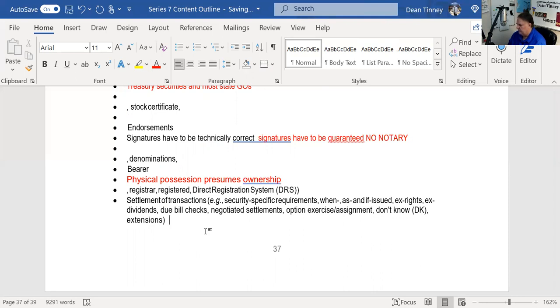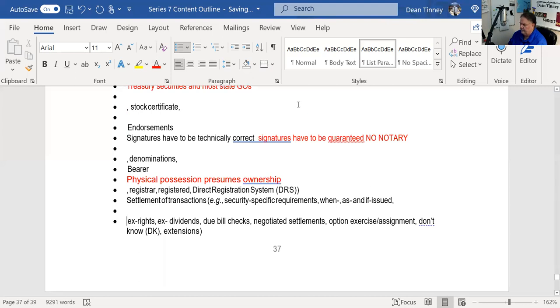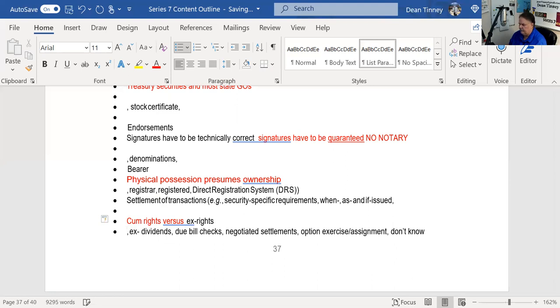X rights means it's no longer trading with the right attached. So we have two versions of rights: we have cum rights and we have X rights. Cum is Latin for with. So cum rights versus X rights. I haven't had anybody tell me they've had to actually do the calculation of the theoretical value of a right in years. But like I say, if you see something, say something.